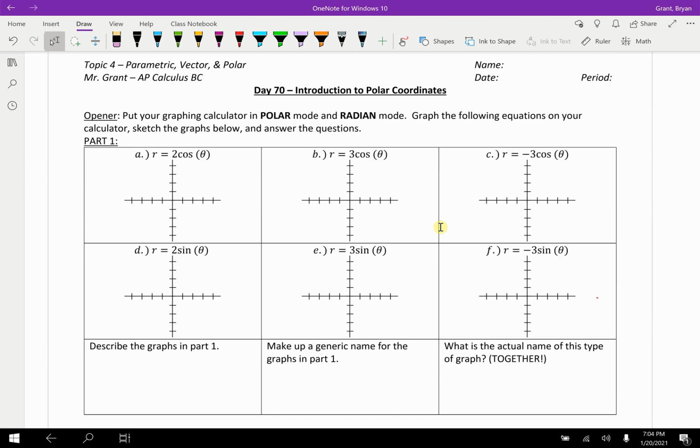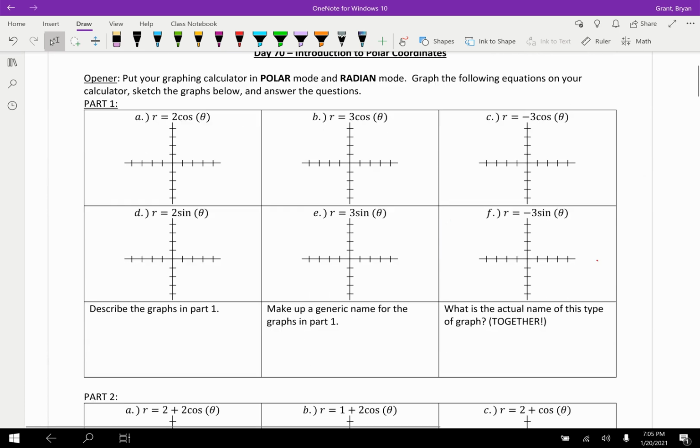Alrighty, and we are back. Let's go ahead and run through these. The first one is not bad at all, right? Part 1 says describe the graphs in part 1. Hopefully you came up with circles every time.